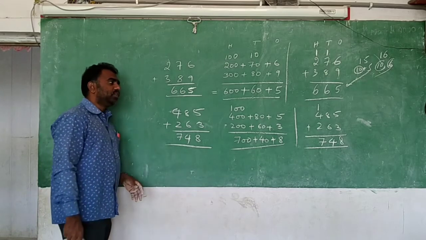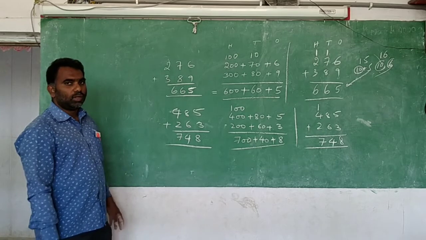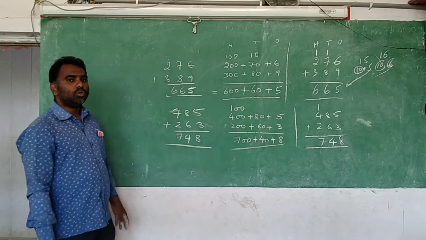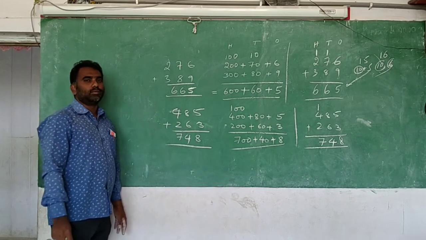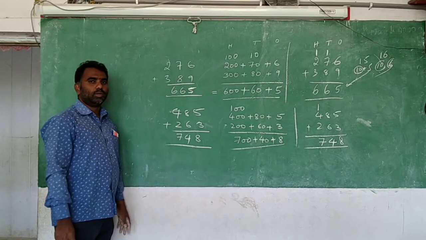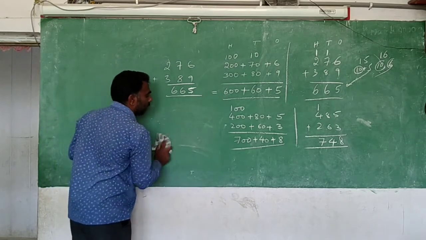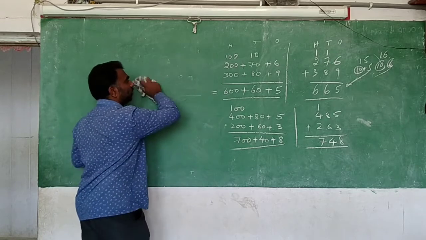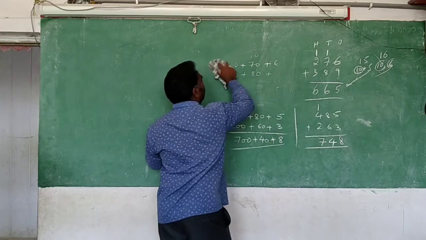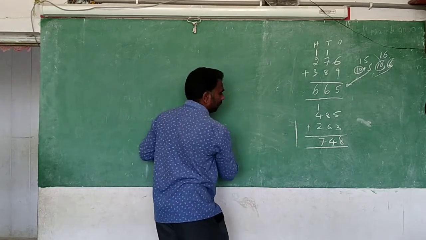Okay, stop the video for some time and then write these 2 examples in your notebook. This is the splitting method as well as the direct method. So 2 methods you need to write in your notebook. Stop the video and write in your notebook. Then continue the video. Okay, I think you have written it. Now I will explain the subtractions, how to do the subtraction of 3-digit numbers by the splitting method as well as the direct method.